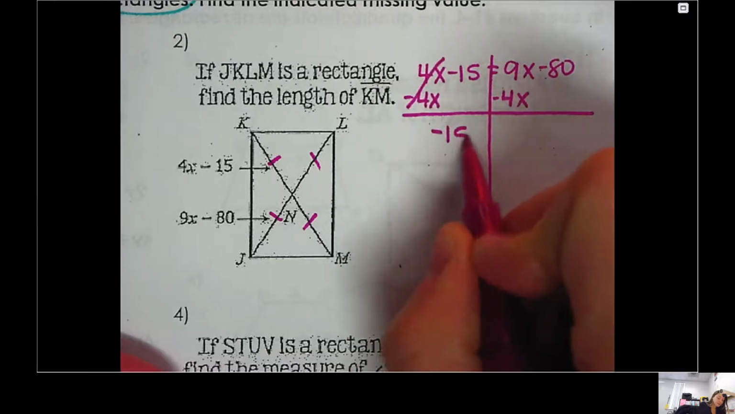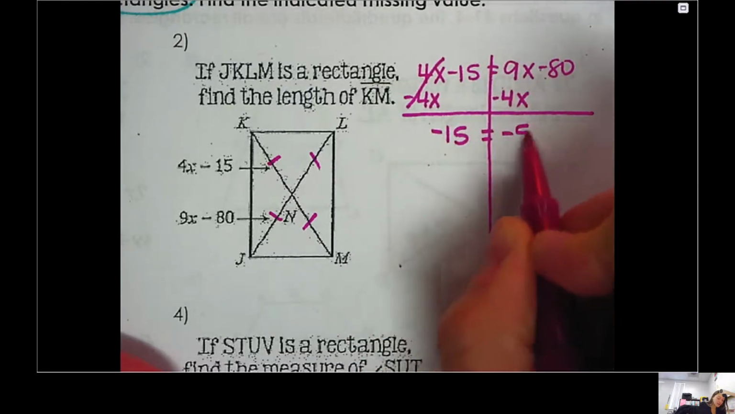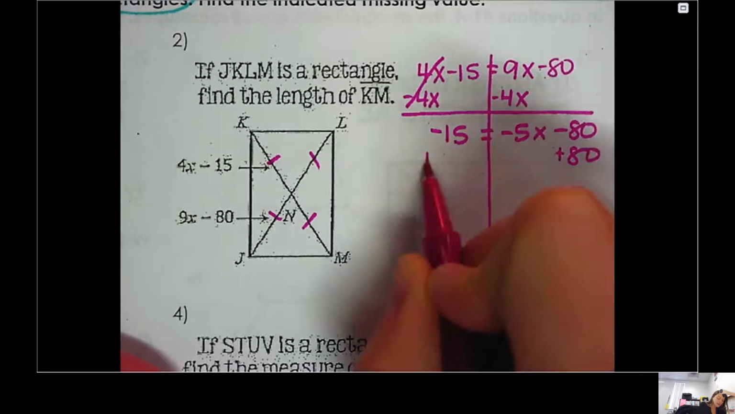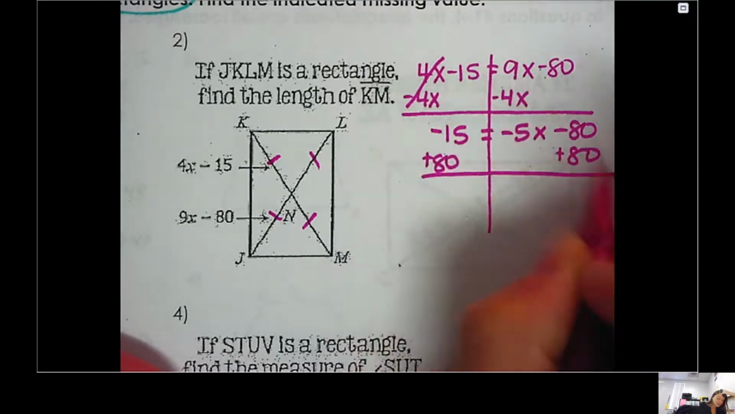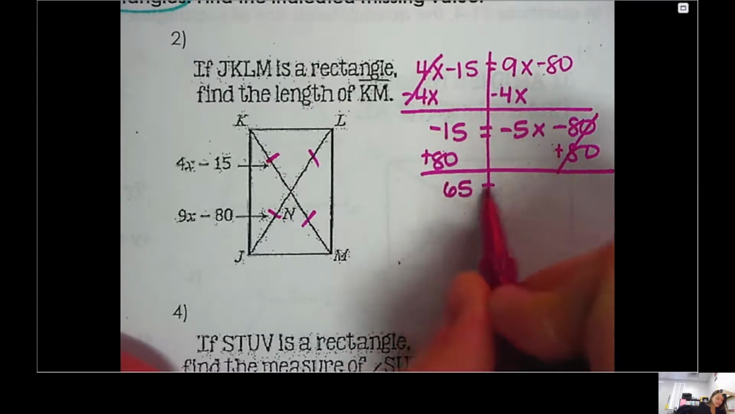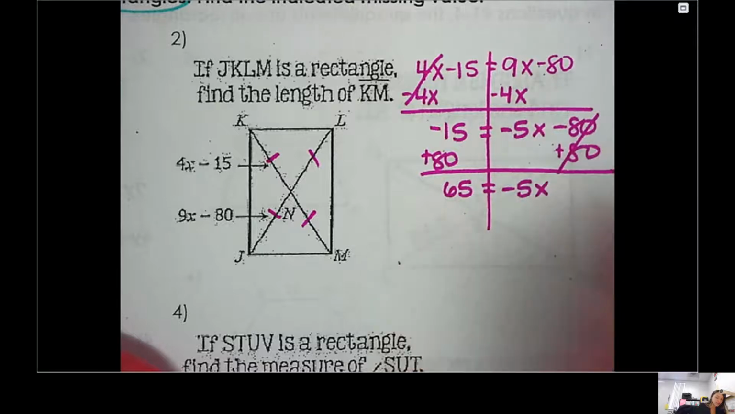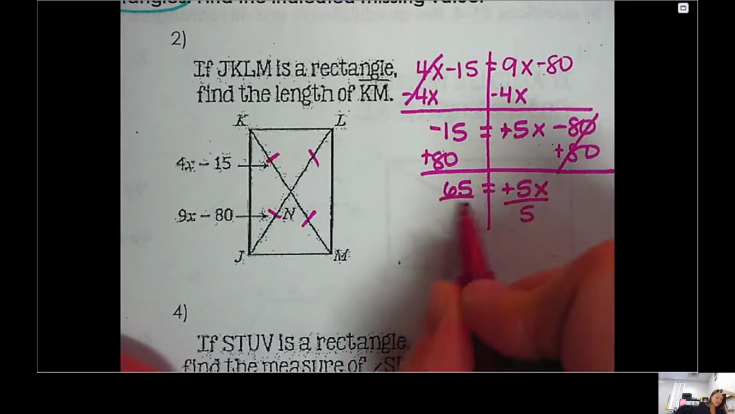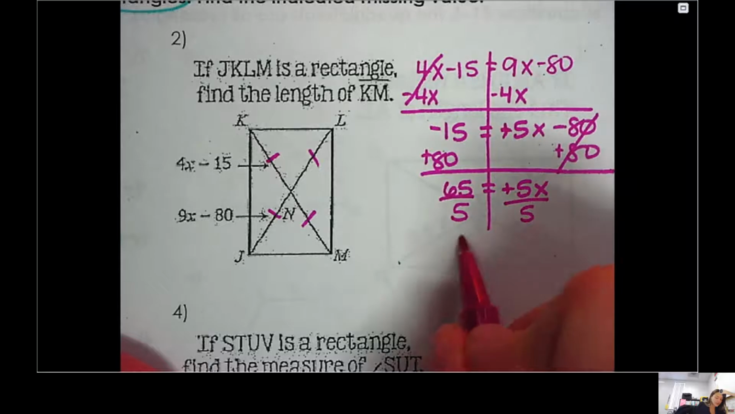I get negative 15 equals negative 5x minus 80. I add 80 to both sides. I get 65 equals negative 5x. Or sorry, this should be a positive 5, my fault. Oops, just realized that. And then divide both sides by 5. I get x equals 13.